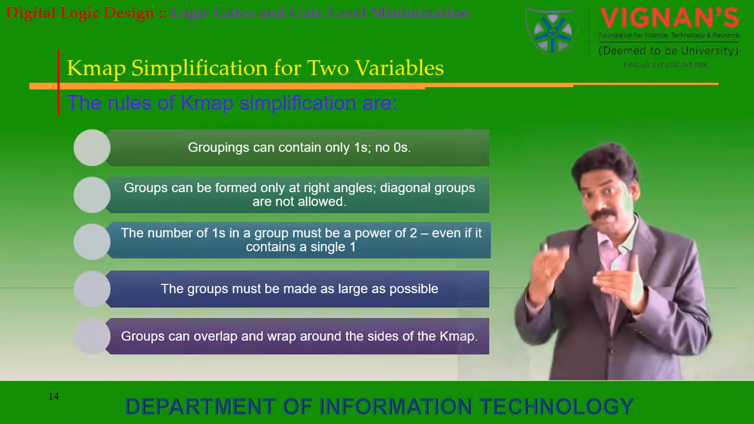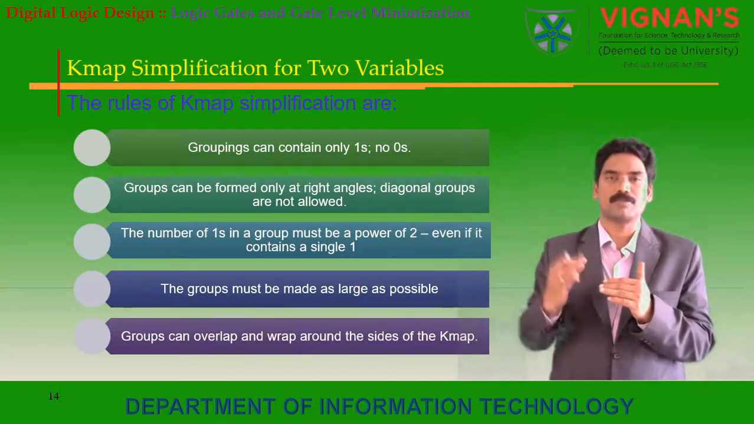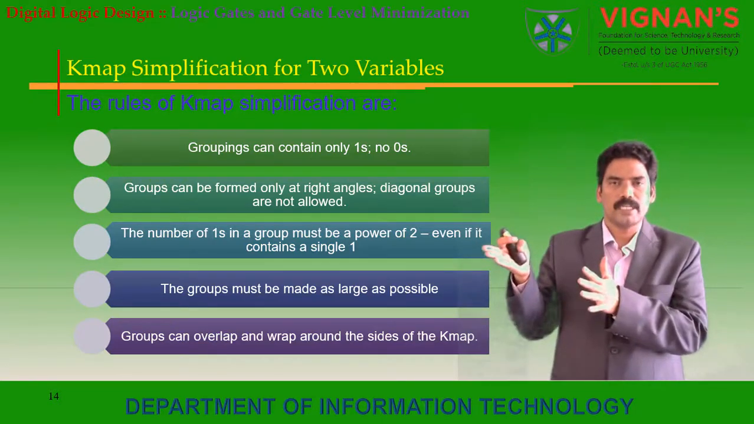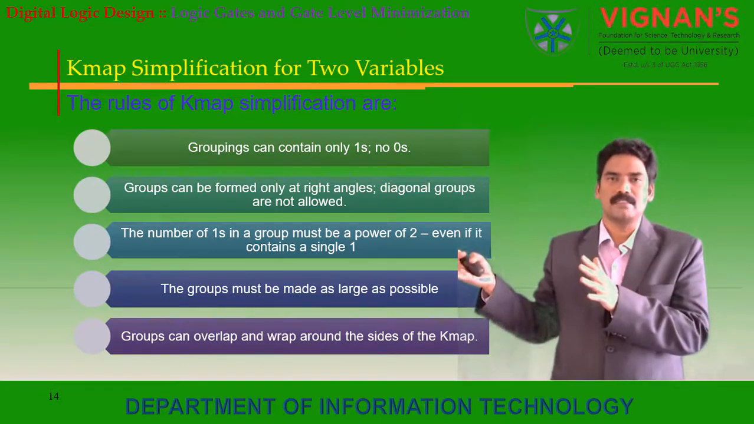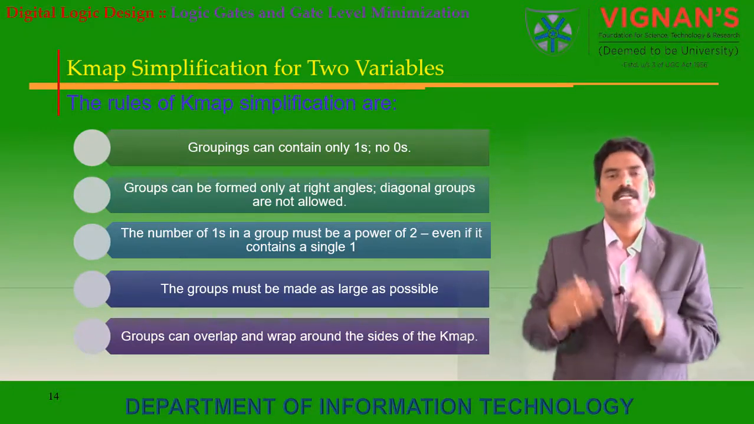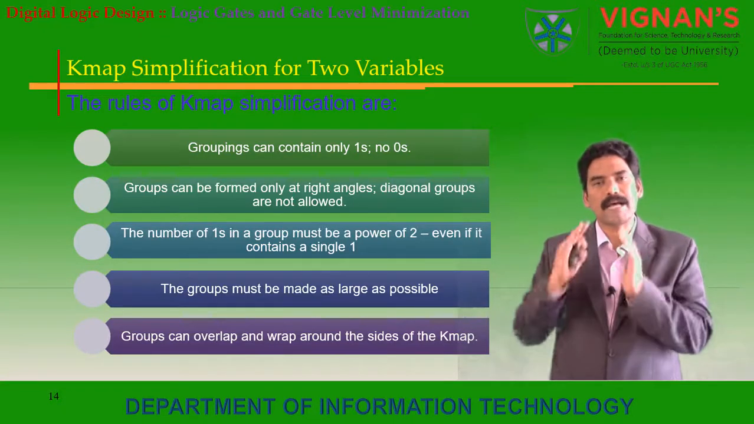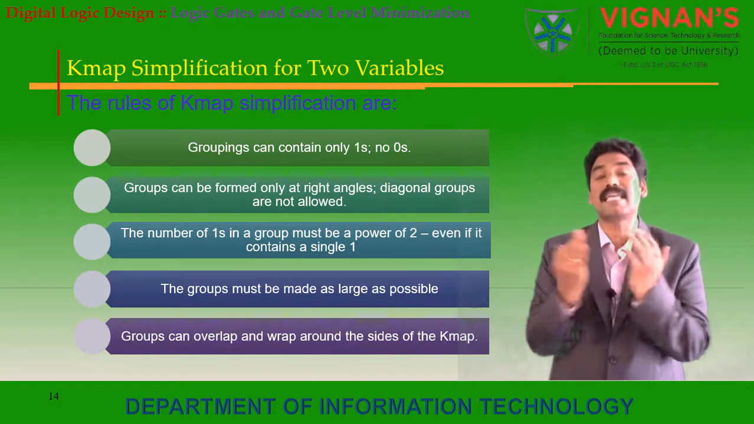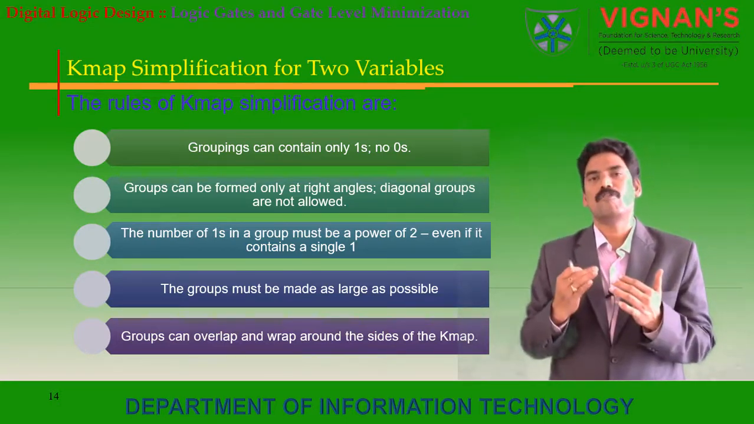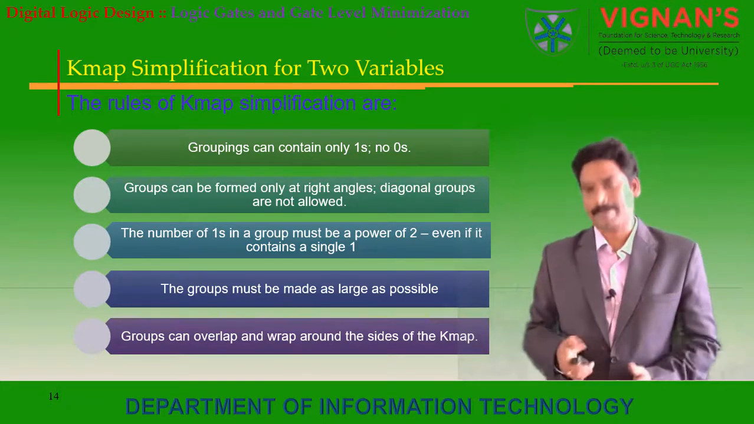Now, the next rule is that the groups must be made as large as possible. That is, if it is possible, we have to group 4. If it is possible, we have to group 8. The groups must be made as large as possible, and groups can overlap and wrap around the sides of the K-map also. These are the rules for the simplification of Boolean expressions by using K-map.